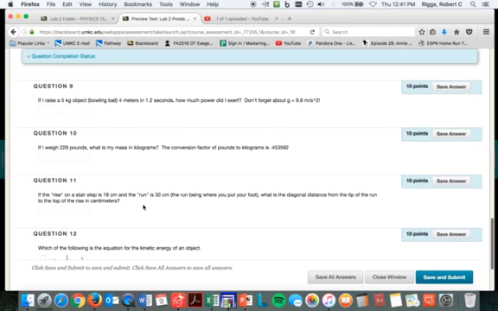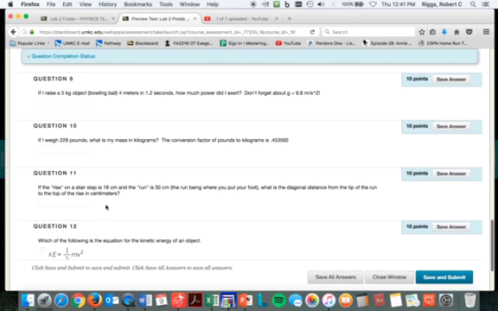if the rise of a stair step is 18 centimeters and the run is 30 centimeters, the run being where you put your foot, what is the diagonal distance from the tip of the run to the top of the rise in centimeters? Okay, you might be going, why are we doing this? Because it comes up later in the lab. All right, so here's what we're going to do.